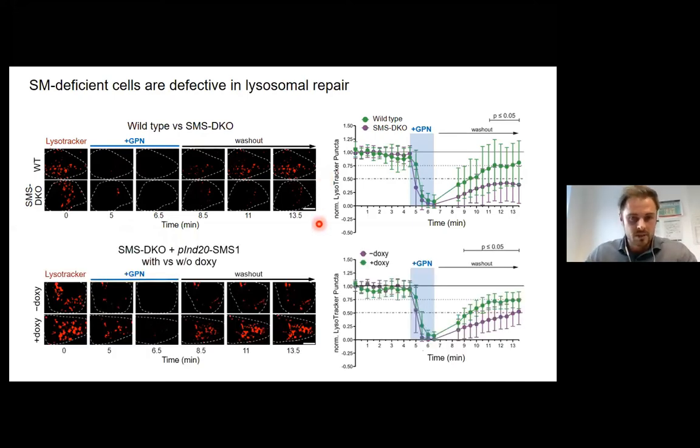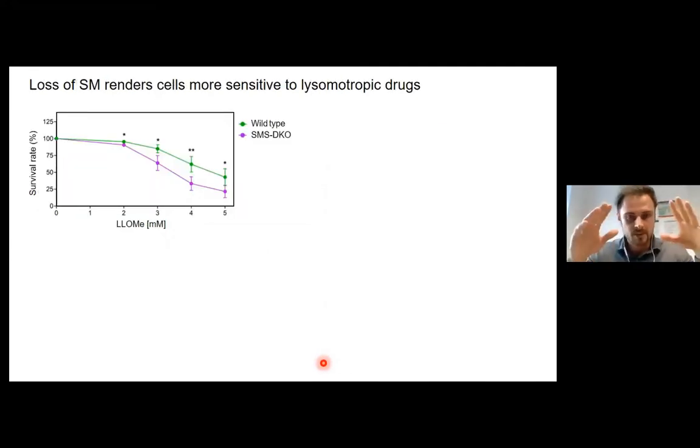Now, the ability to repair damaged lysosomes could be restored in SMS double knockout cells by reintroducing sphingomyelin synthase 1 under the control of a doxycycline-inducible promoter. The defect in lysosomal repair was also confirmed via a drug sensitivity assay, where we found that SMS double knockout cells are more sensitive to lysosomotropic drugs.